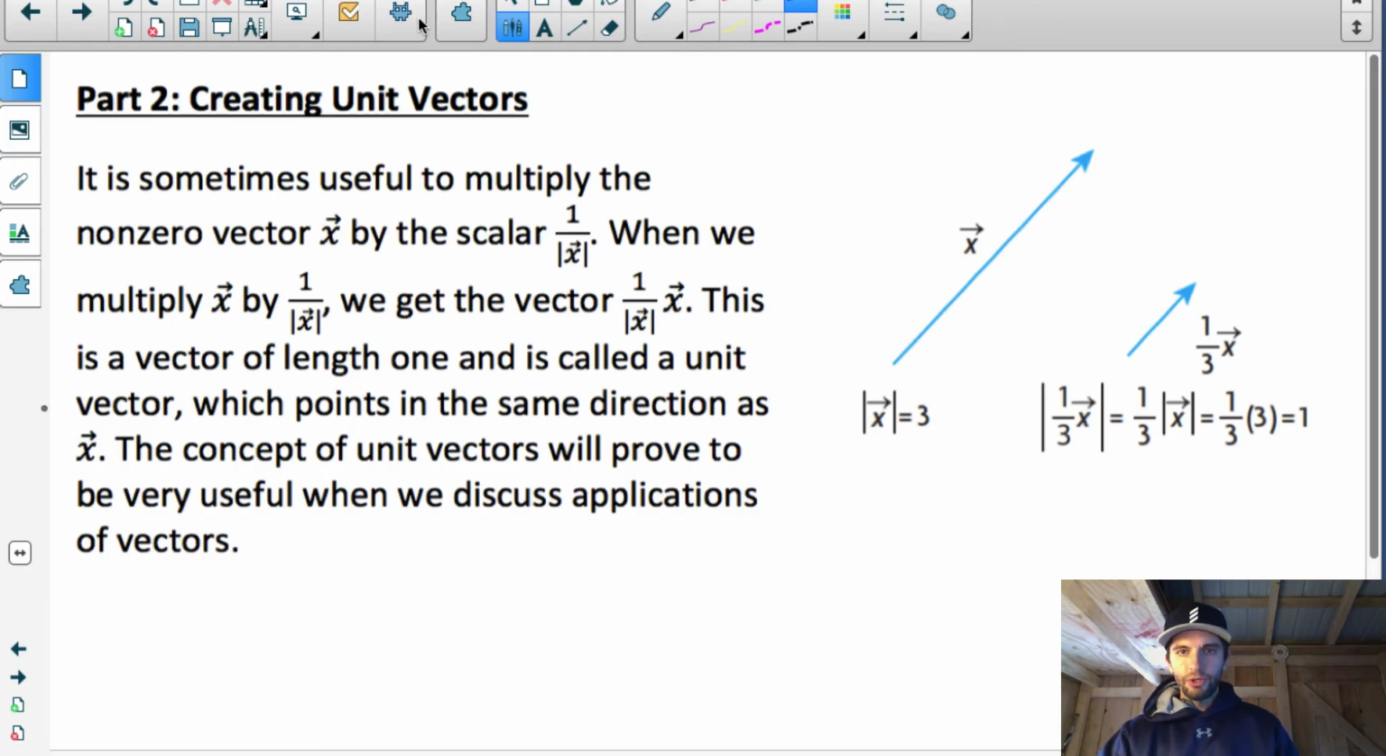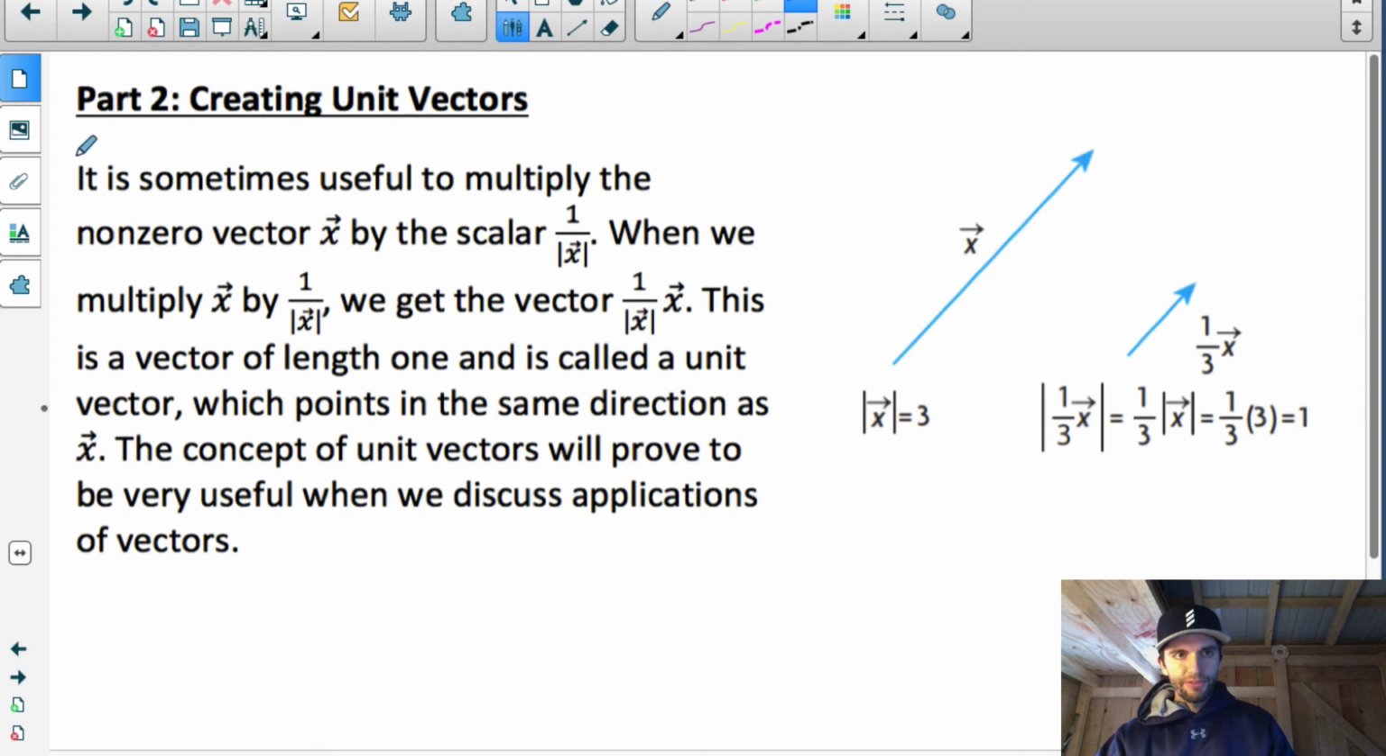The last thing I want to show you is how to create a unit vector. And unit vectors are going to be important when we want to define a direction of something without changing its magnitude. We can multiply it by a unit vector. But in the meantime, let's just figure out what a unit vector is.